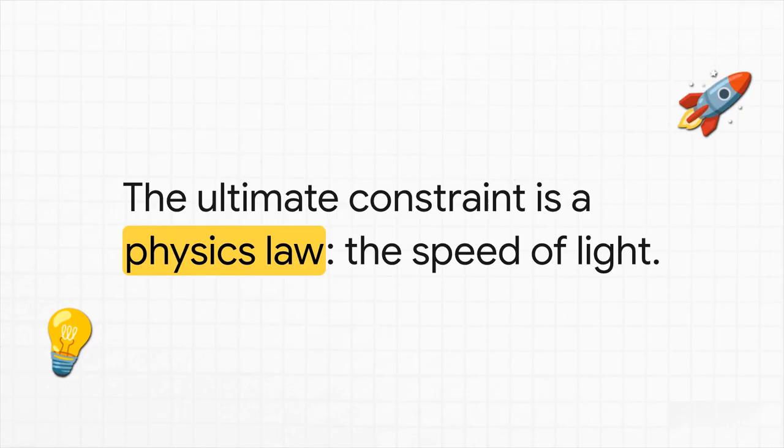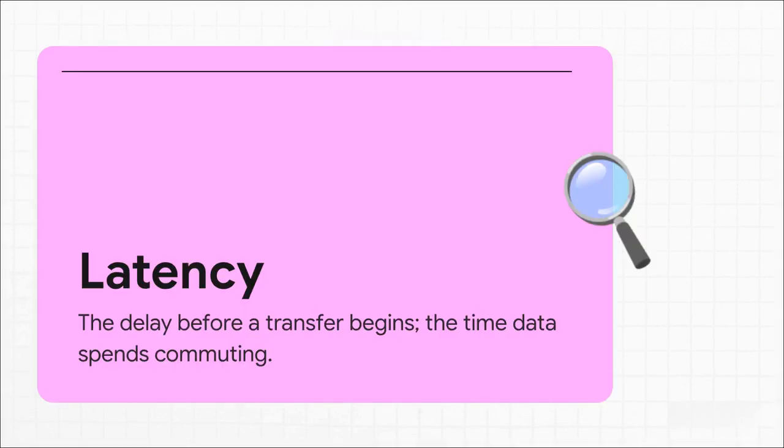It's exactly like a commute. If your office is hundreds of miles away, it really doesn't matter how fast you run out your front door. The journey itself is just going to take time. Which brings us to latency. Basically, latency is the delay before a data transfer even begins following an instruction. It's the time your data spends commuting.